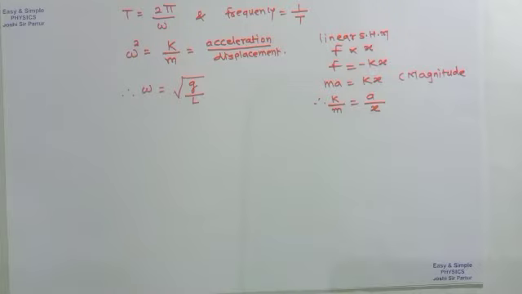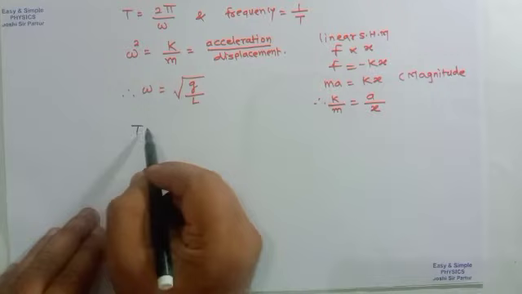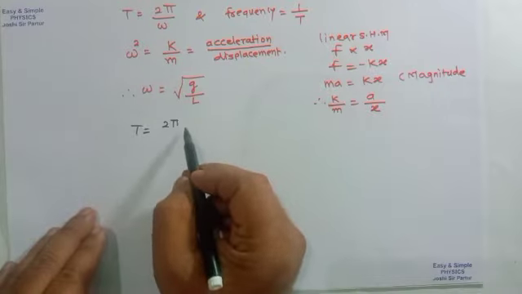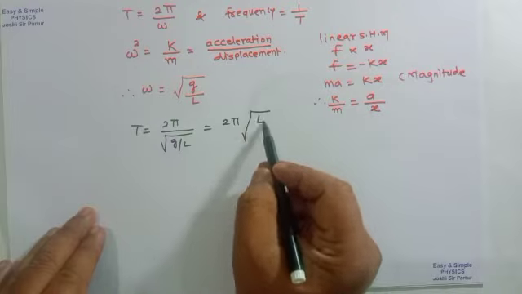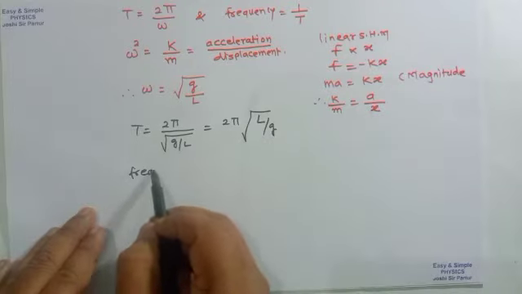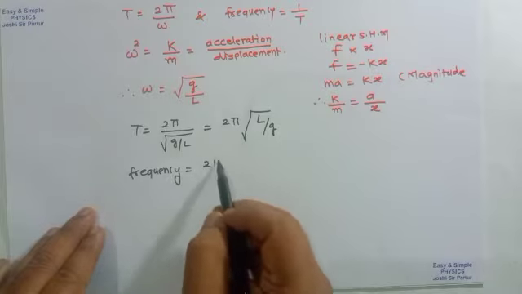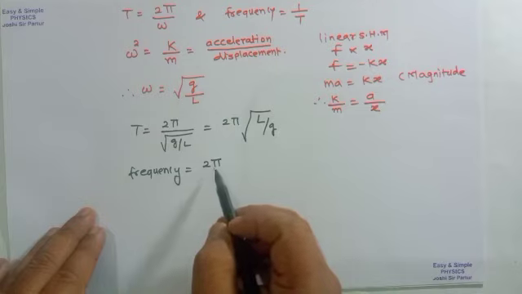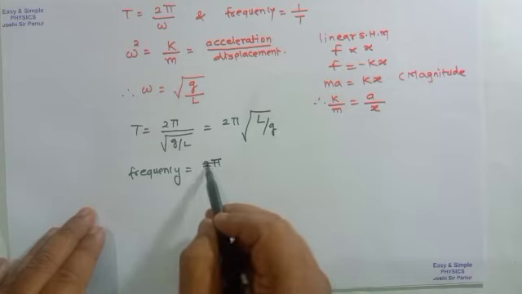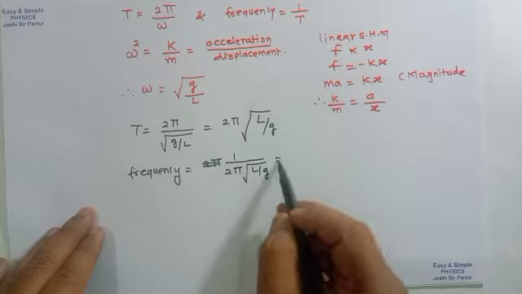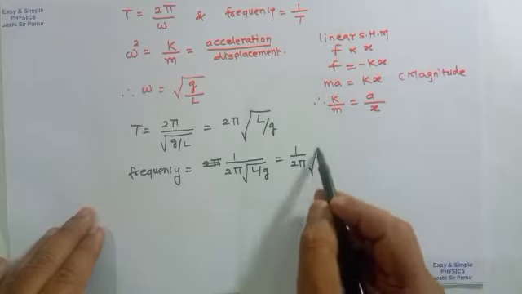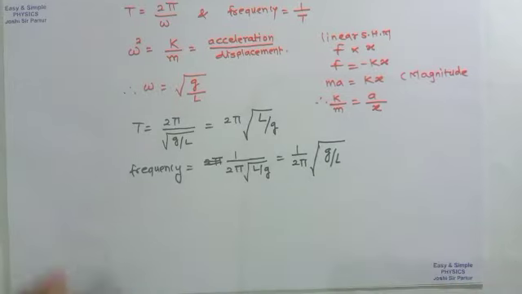Using this formula we can find out time period. So time period is equal to 2 pi upon square root of g upon L, which is 2 pi square root of L upon g, and frequency is equal to 1 upon 2 pi square root of L upon g, which is 1 upon 2 pi square root of g upon L. Using these formulas we have to solve some examples.